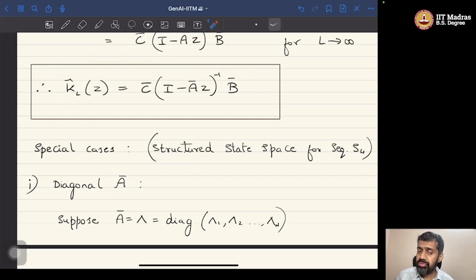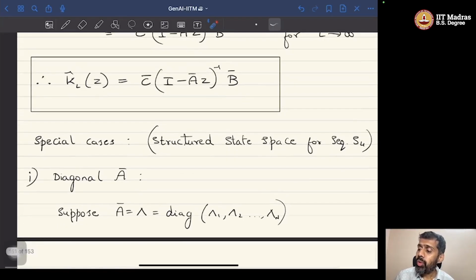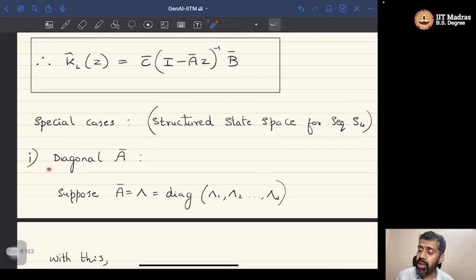Okay, so there are two special cases that we will study in this module. One special case is when A bar becomes diagonal. And by the way, when one imposes a particular structure on this A matrix, the method is called structured state space models. The name S4 is derived from this method, which stands for structured state space for sequence modeling. Since there are four S's here, it is called S4.